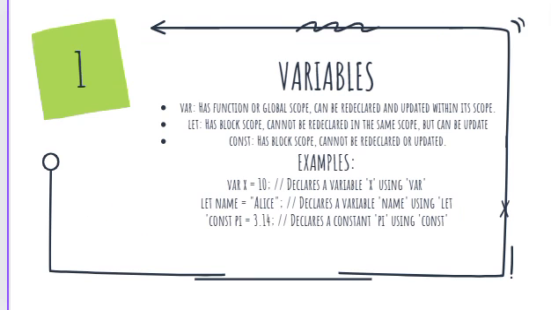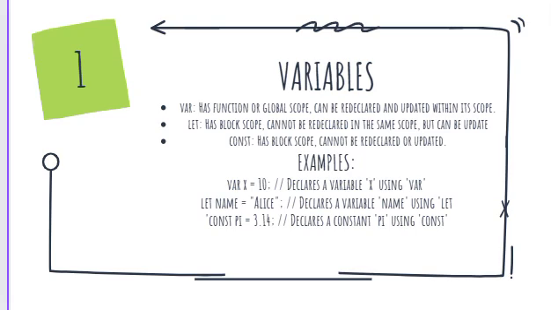Let us discuss variables. In JavaScript, variables are containers used to store data values. You can declare variables using the keywords var, let, or const. Each has different scoping and behavior. Var has function level scope. It was used before let and const were introduced, but it is less common in modern code because of scoping issues.